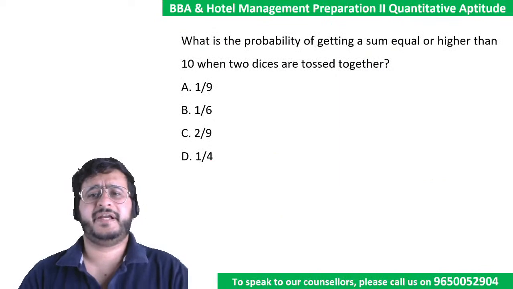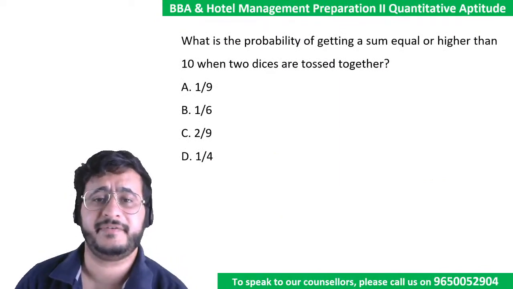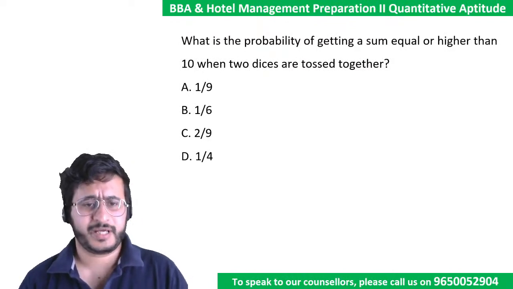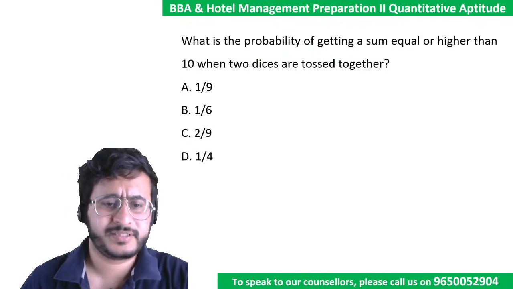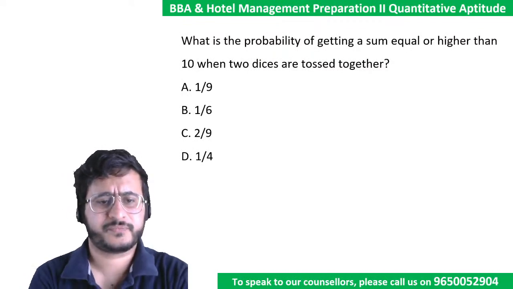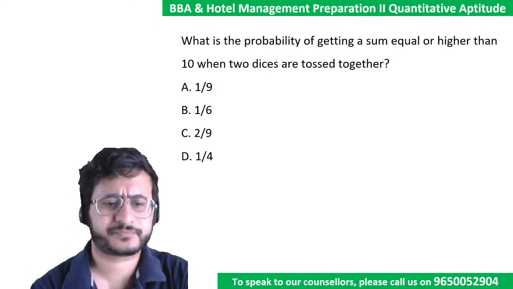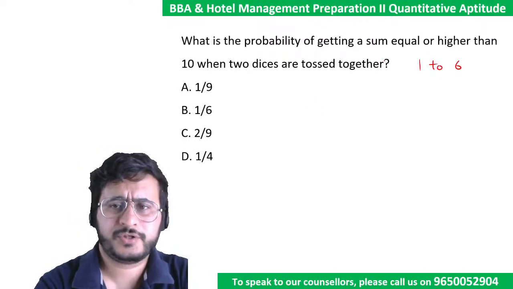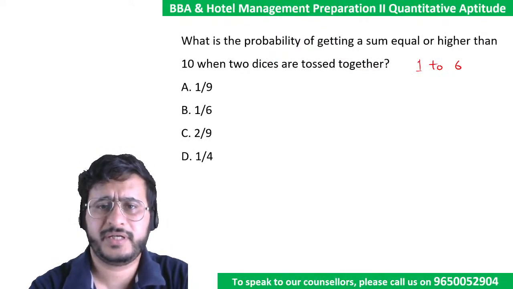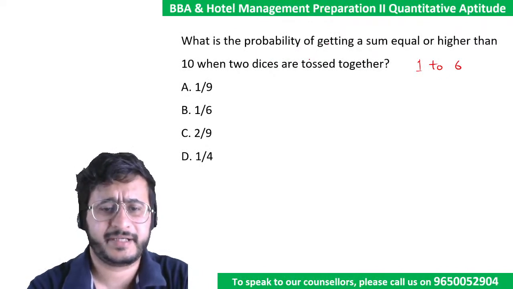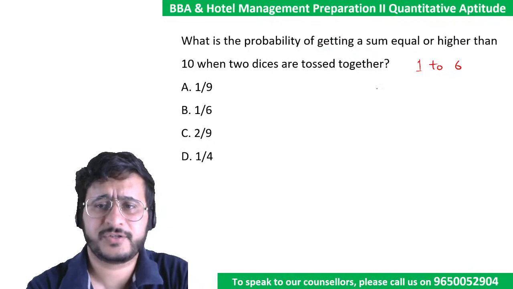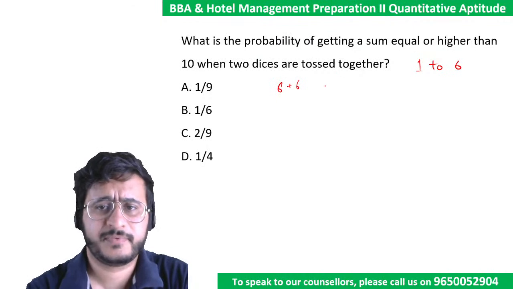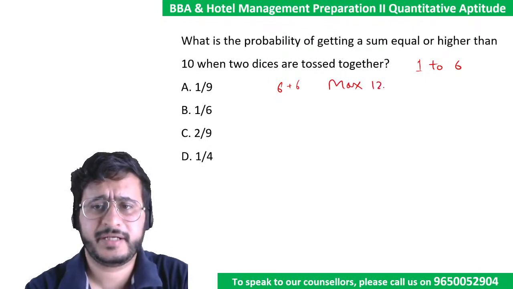What is the probability of getting a sum equal or higher than 10 when 2 dice are tossed together? So when 2 dice are tossed together, what are the numbers that you get on a dice? You get numbers from 1 to 6. So if you get numbers from 1 to 6, what is the total sum that you can get? You can get a maximum of 6 on the first dice and 6 on the second dice to get maximum 12, right? So maximum you can get 12.